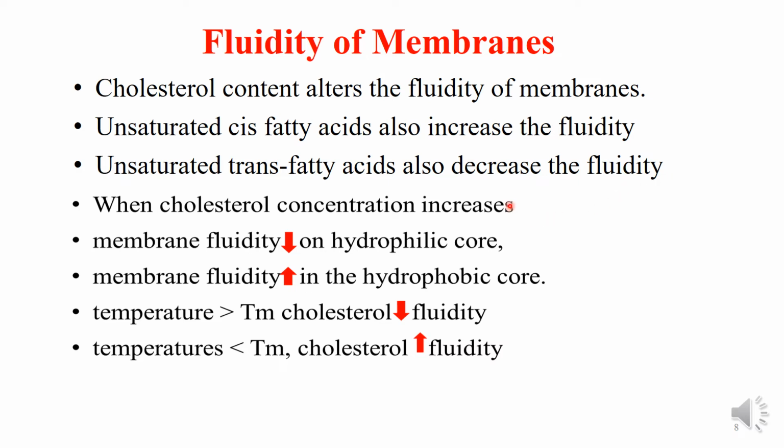Now let us see how cholesterol influences the fluidity of the membranes. When cholesterol concentration increases, the membrane fluidity decreases on the hydrophilic core. So if cholesterol is present in more amounts in the hydrophilic area, the membrane fluidity will decrease. And just the opposite will happen in the hydrophobic area, because cholesterol itself is hydrophobic in nature. So if it is present in the hydrophobic area, fluidity will increase. Similarly, when the temperature is less than the melting temperature, cholesterol will decrease fluidity, and when the temperature is greater than Tm, the cholesterol will increase fluidity. So these are some factors which determine the fluidity of the membrane.